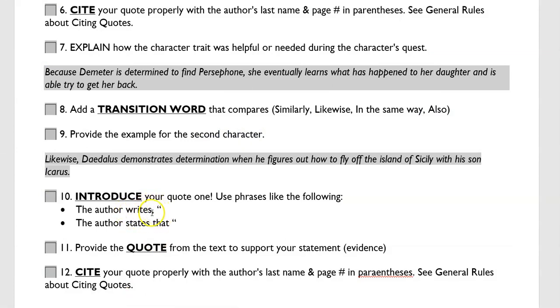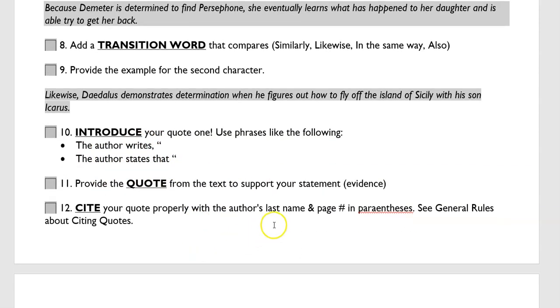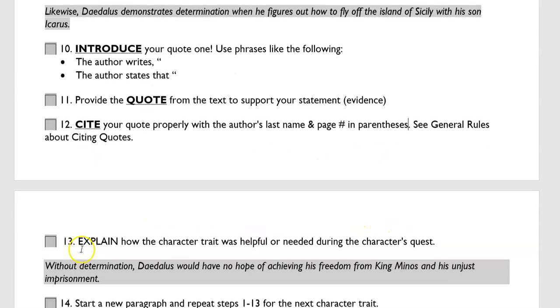Okay, and I'm going to introduce that quote. The author writes, or the author states that, and then the quote. I'm going to cite that quote with the author's last name and the page number in parentheses. Fix that. And then I'm going to explain.